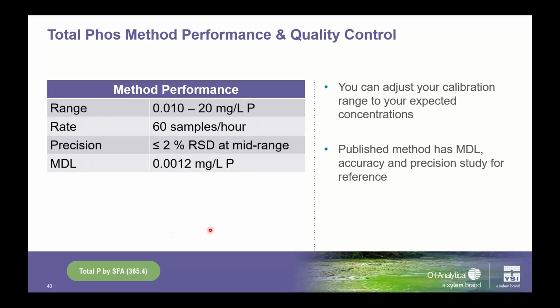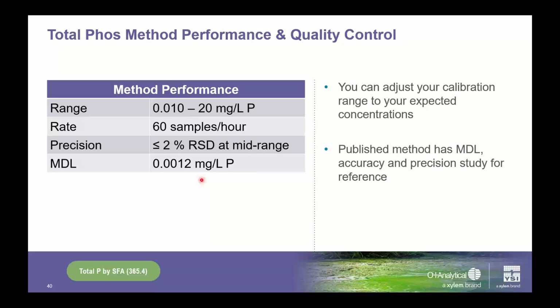The method performance is really, really robust. Again, we have a really excellent range on this. And the throughput is actually higher even on this method, with an excellent precision again and an excellent method detection limit.